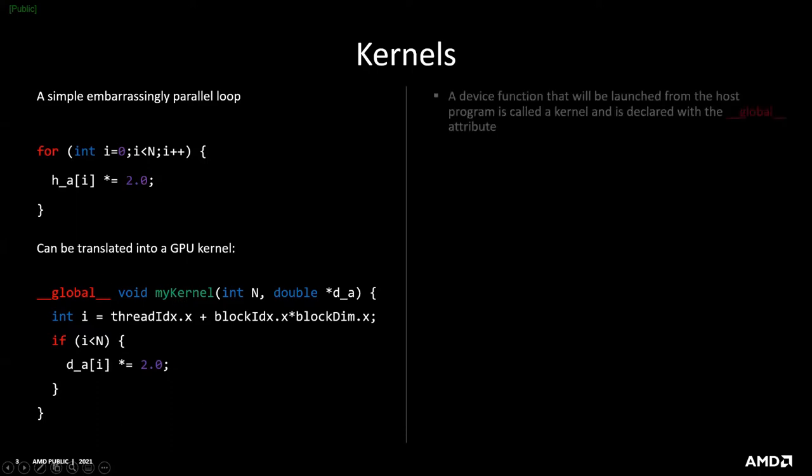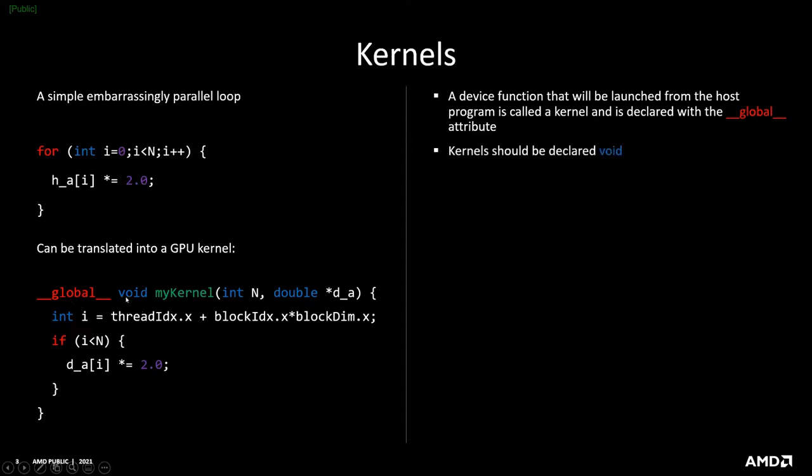with the syntax. So what happens is that a device function, which is this kernel that gets executed on the device, will be launched from the host, and it must be declared with the global attribute, first of all. And in order to be called from the host, it needs to be declared as void.